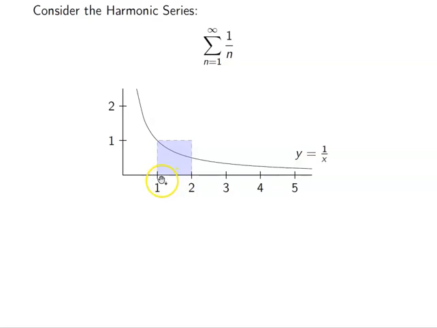Here I have a rectangle of base 1 and height of my function value. If I take this area and add it to this area and this one and so forth, the sum of these areas is equal to the sum of my series. Because a value of 1 over 1 is the same as 1 times 1, and a value of 1/2 is the same as 1/2 times 1. So the sum of these rectangles is equal to the sum of my series, 1 over n.